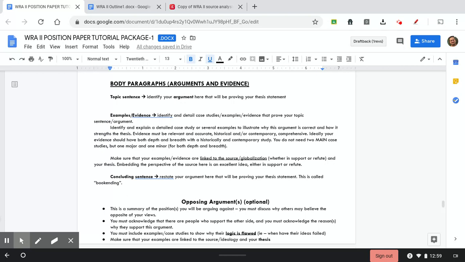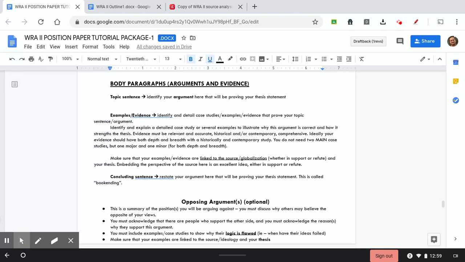Ideally, your evidence should have both depth and breadth, with a historically and contemporary case study. You do not need two main case studies, but one major and one minor. Make sure that your examples and evidence are linked to the source, and whether that's globalization or nationalism, whether you support or refute it, and then also your thesis.